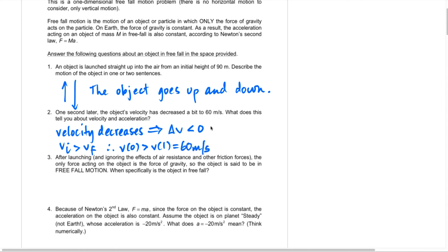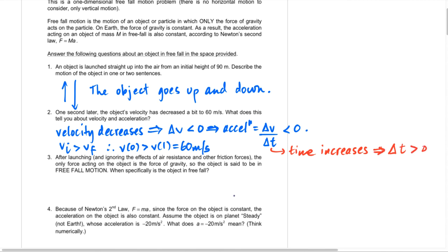But it also tells us then that the acceleration value, which is equal to the change of velocity over the change in time, must be negative, because the time value moving forward is going to be positive. So we're talking about time increasing, therefore time delta t is going to be positive.